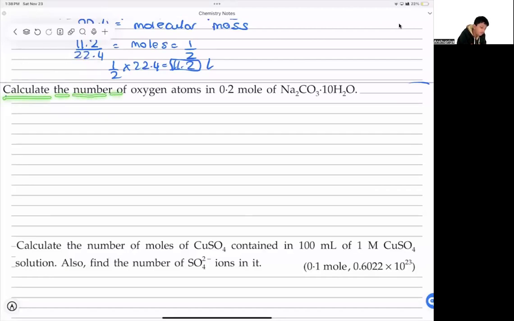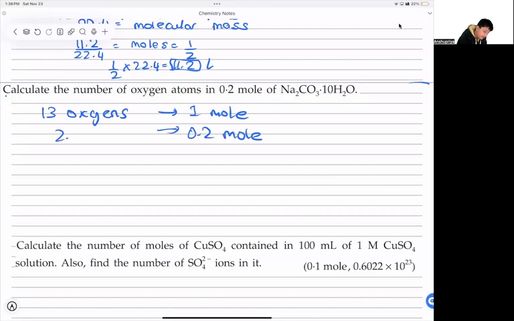Calculate the number of oxygen atoms in 0.2 mole of Na2CO3.10H2O. So we need to find oxygen atoms. So how many oxygens are there? There are 13 oxygens in 1 mole. So in 0.2 mole, how much will it be? 2.6 oxygens.